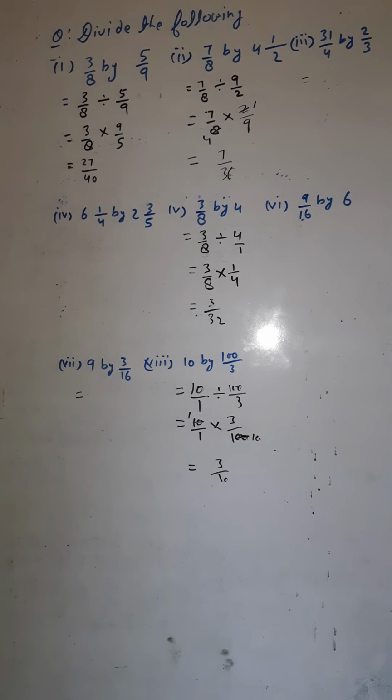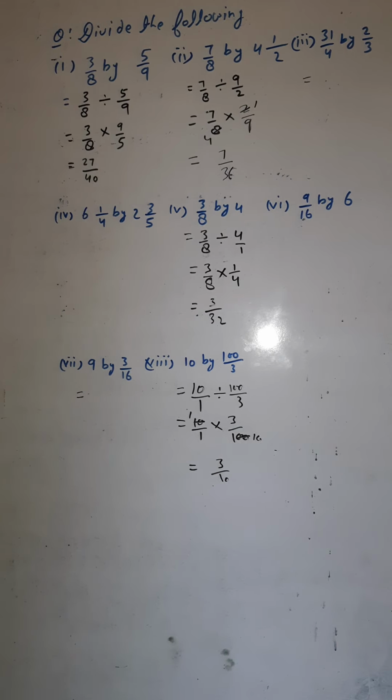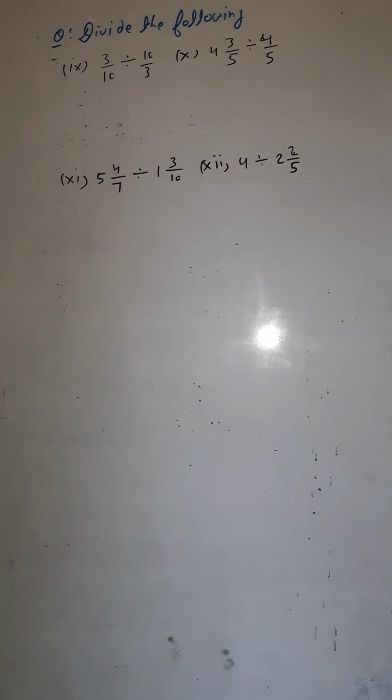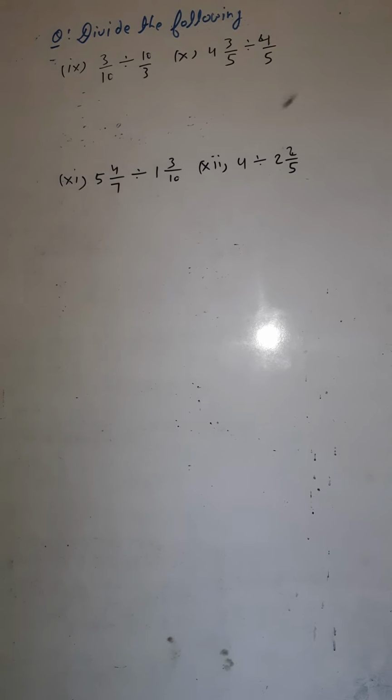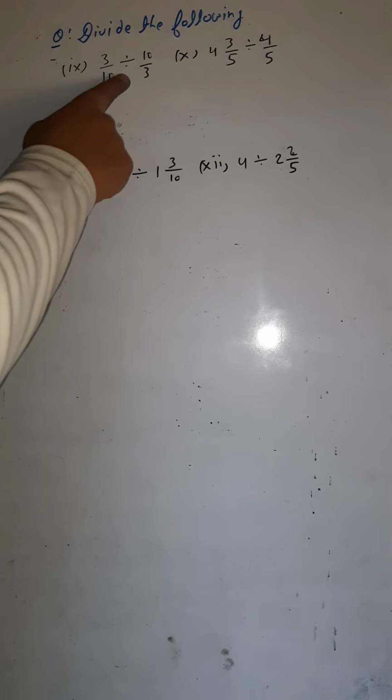Okay. So the 7th question is similar to the 8th one. Do it on your own. The rest of the questions you have to do on your own. Okay. Few more questions here: 9, 10, 11 and 12. These questions are also similar to the previous questions. You have to do these questions on your own. Here I have straight away written the division sign.